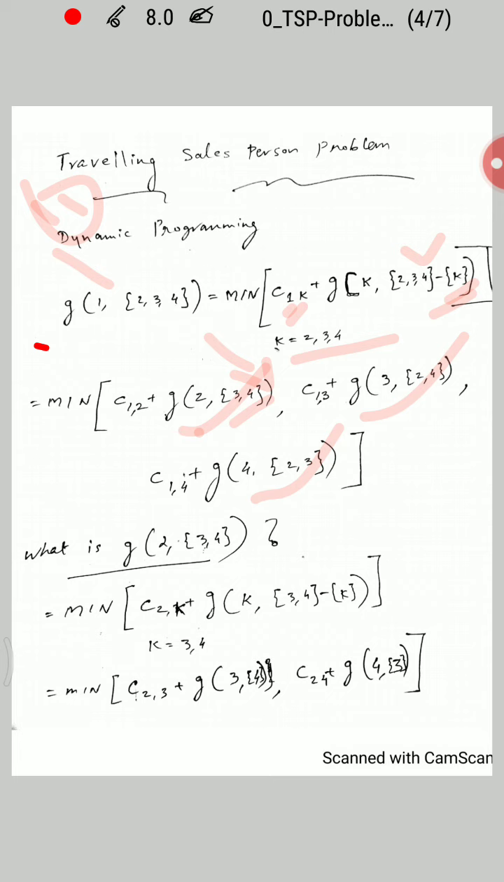Actually, you are at 4 and you are going to visit 2 and 3 in some order, 3 first and 2 second, or 2 first and 3 second, then returning to the starting vertex 1. That is the meaning of this. And what is the cost of that path?